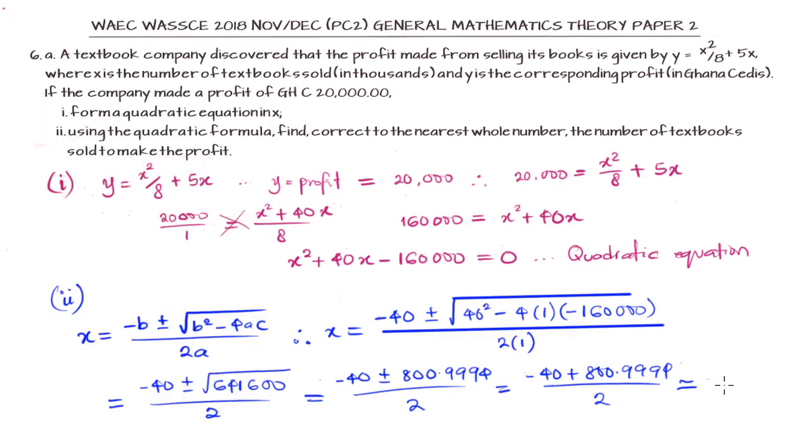380.4997. Now, in our question, we're asked to find, correct to the nearest whole number, the number of textbooks, and these textbooks are being sold in thousands. So, we multiply this value by 1,000. So, we have 380.4997 multiplied by 1,000. Then correct to the nearest whole number, that will give us 380,500 textbooks. And that is our answer.